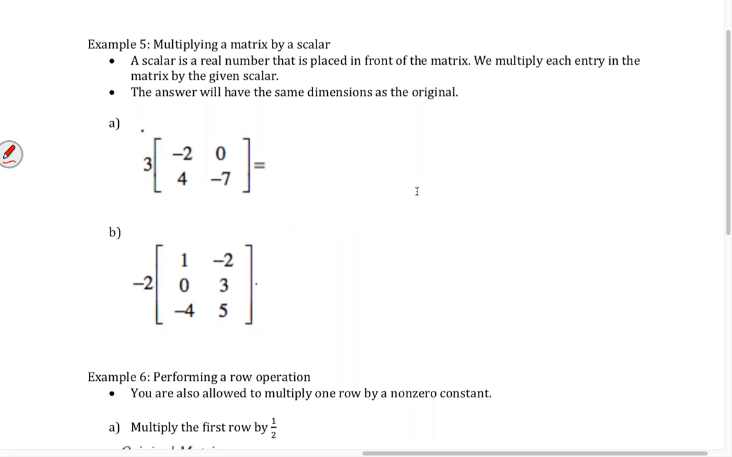So for A, I'm just going to do 3 times -2, that's -6. 3 times 0, that's 0. 3 times 4, that's 12. And 3 times -7 is -21. Okay? Makes sense? Because when I look at this, it says 3 times that matrix. And that's all the things in the matrix. So I would just multiply everything by 3.